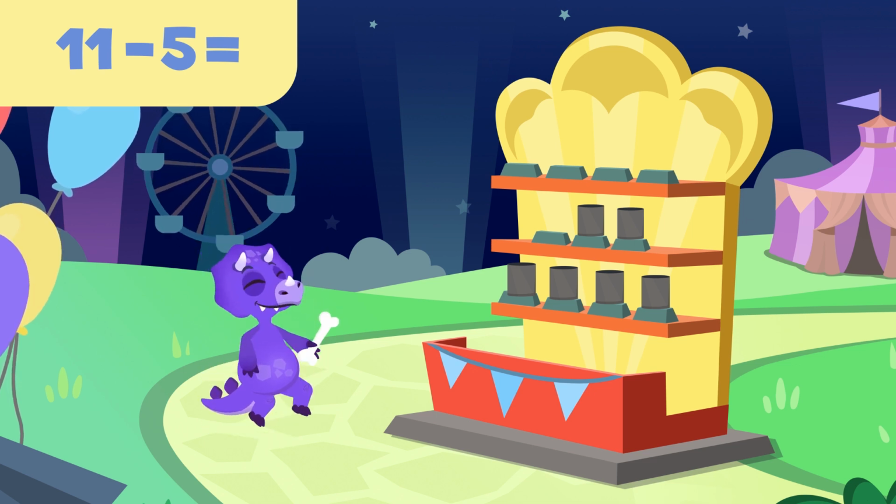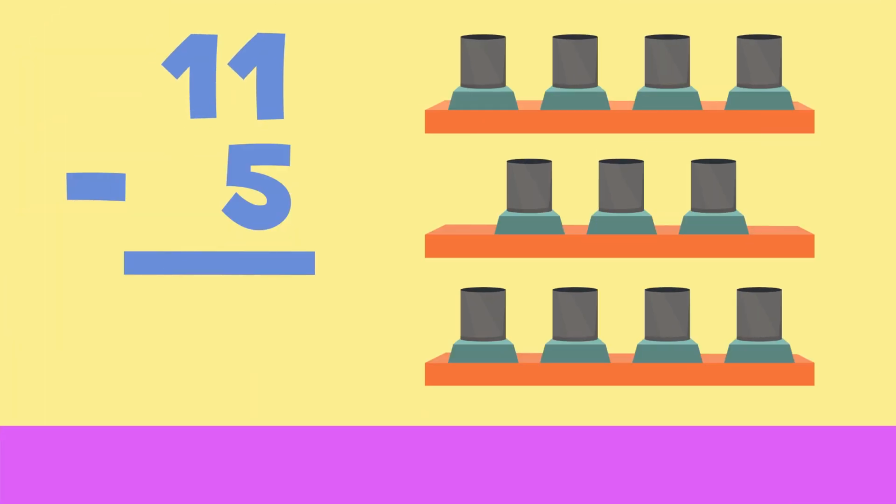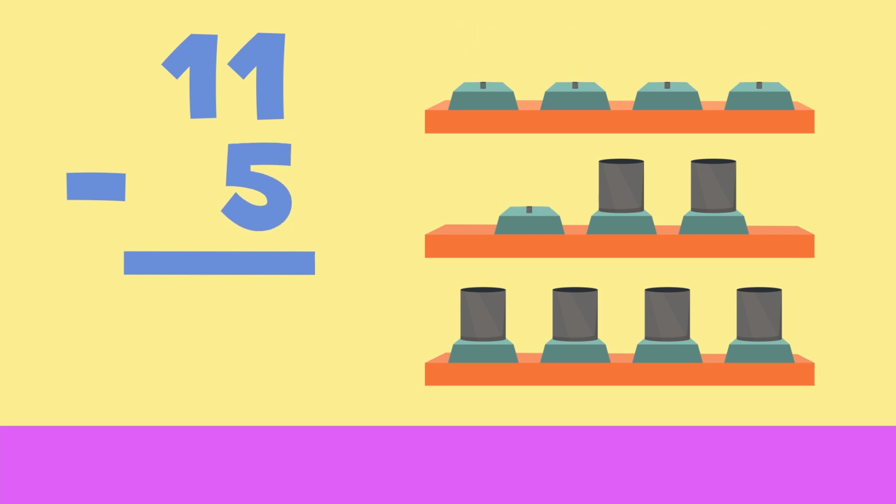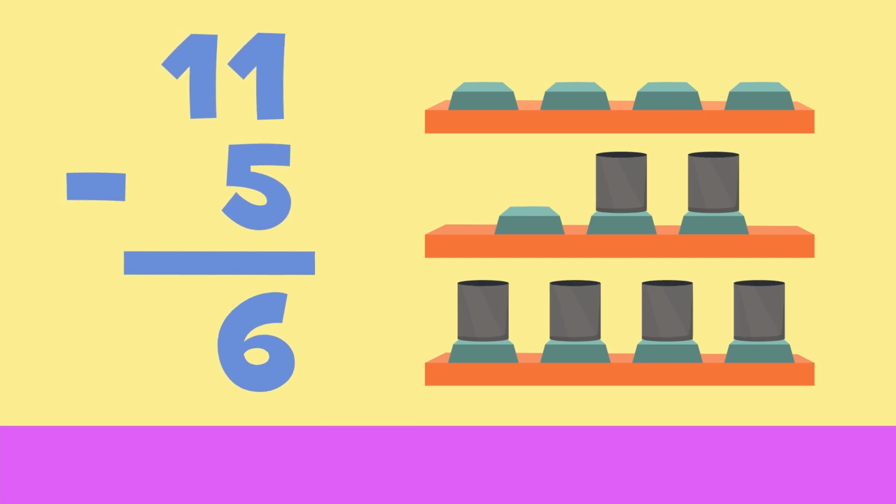Nice shot! If there were 11 cans before, and you hit 5 of them, now there are 1, 2, 3, 4, 5, and 6 cans left. The result of the subtraction problem, 11 minus 5, would be 6.